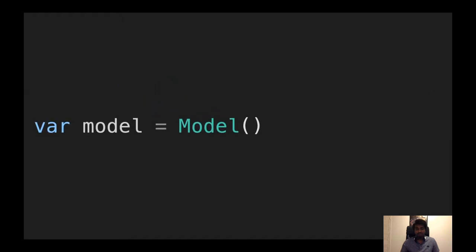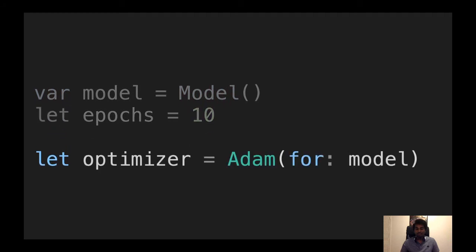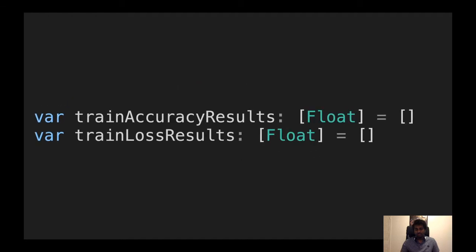And now we can just create a model object. In this case, we'll go with 10 epochs, optimize with Adam, and keep track of the training accuracy results and the train loss results.